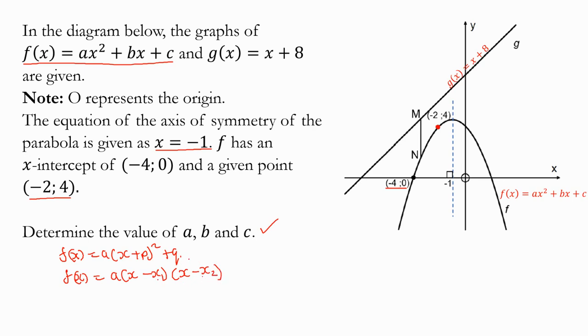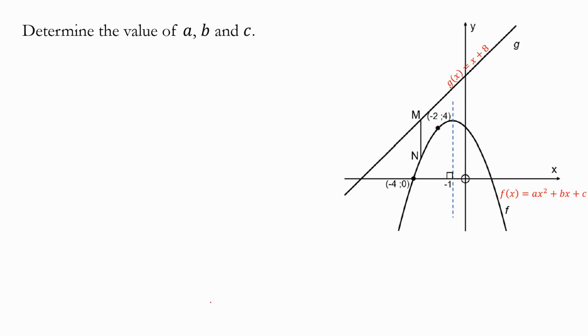So we're going to do the two methods. We're going to start with this one, followed by this one, and we're going to get the same answer. Right, let's see what we have to do. Let's start with our general equation for f of x. f of x is a parabola, a(x plus p) squared plus q.